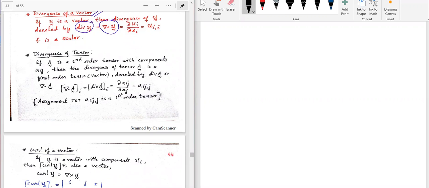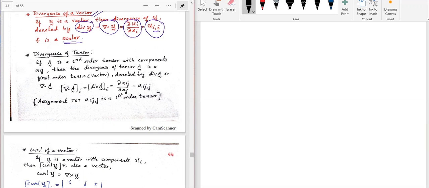That's nothing but dou ui by dou xi. So divergence of u is nothing but dou ui by dou xi. As we know, we have learned this in our degree classes. And that is a partial differentiation with respect to xi, so comma notation can be used. So ui comma i, and divergence of a vector is nothing but a scalar.